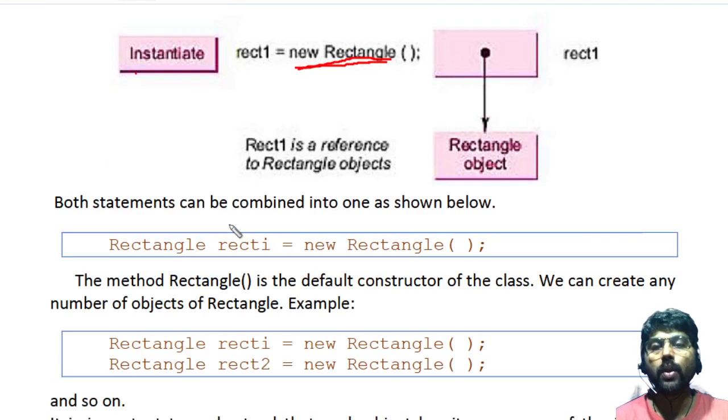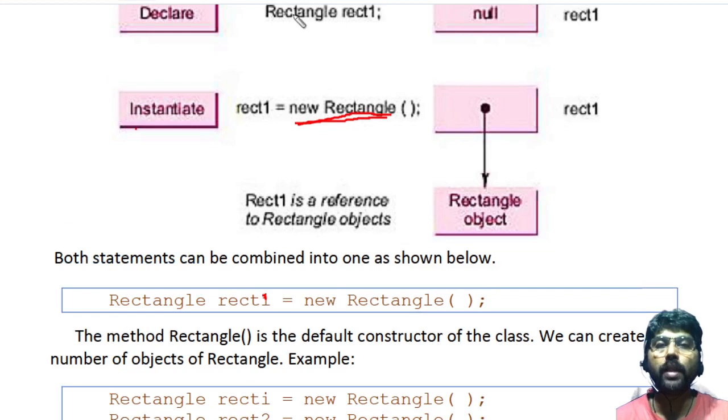Now instead of writing two statements, I can put it in a single line this way. Rectangle rect1 is equal to new Rectangle. Instead of putting two separate statements, I can put it in a single line statement. Here rect1 is created, a new object.